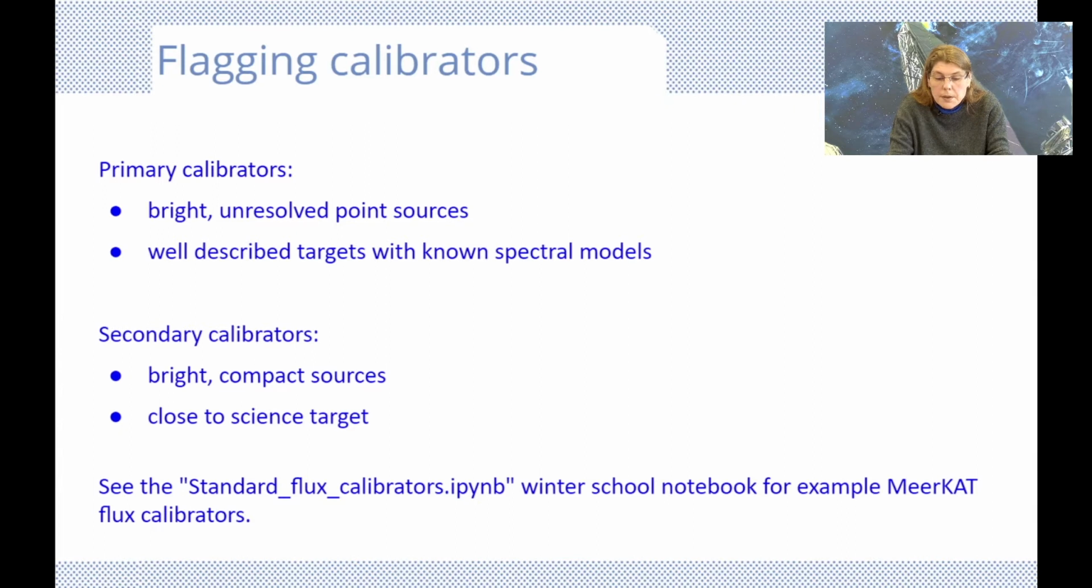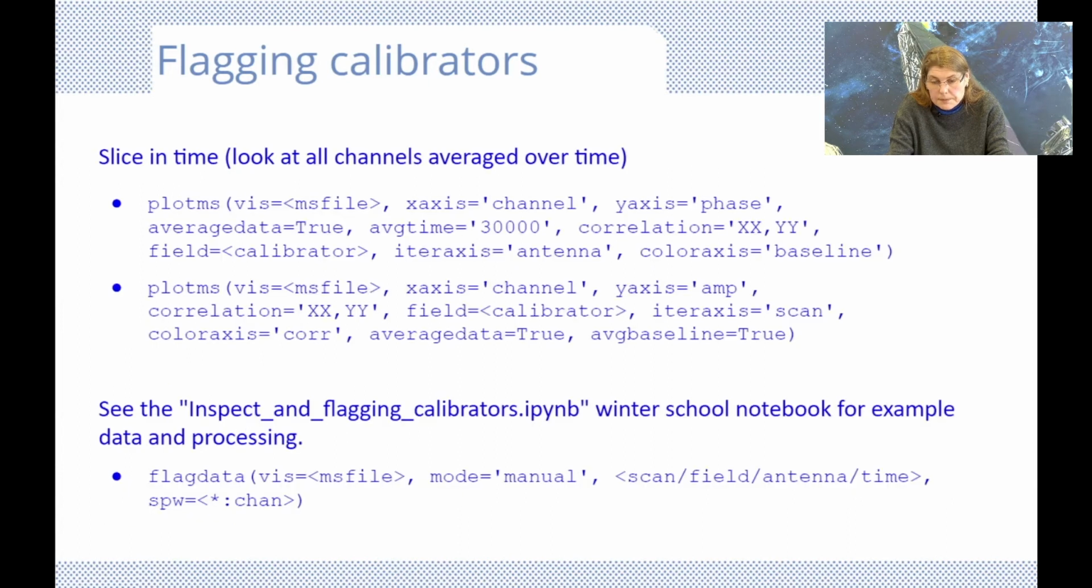For MeerKAT, all dishes have approximately the same sensitivity, and thus we anticipate that the uncalibrated visibility amplitude on your baselines should be close in value or approximately the same, while the uncalibrated phases should be fairly stable over the passband, even though they may not necessarily be close to zero before calibration.